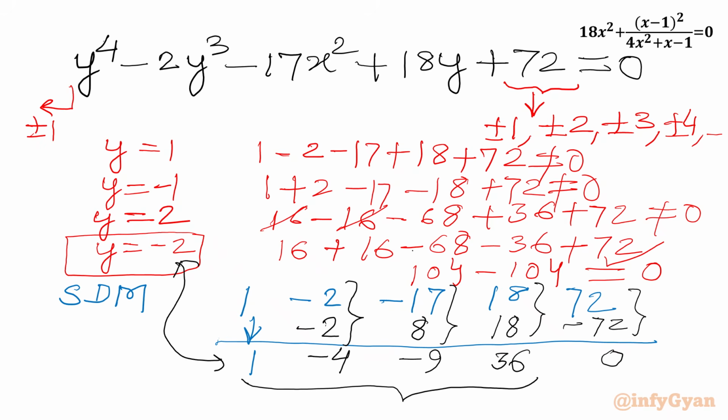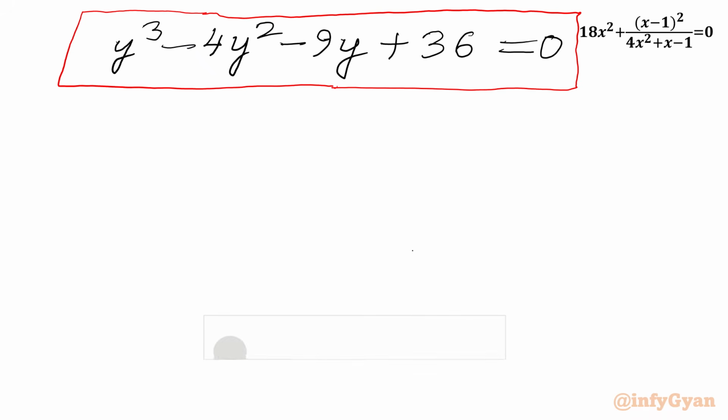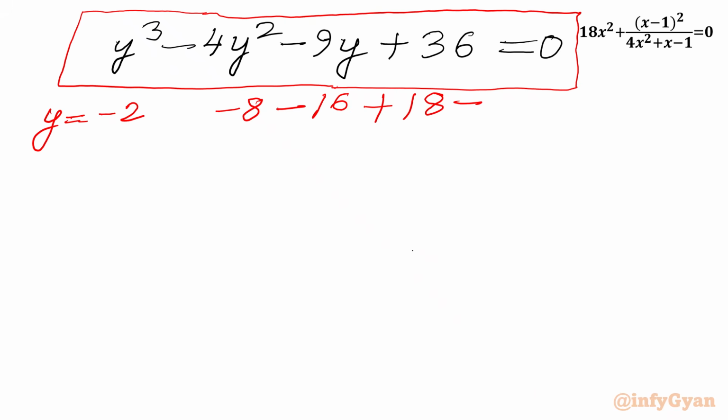So I can write the cubic equation over here. Here we have a cubic equation with coefficients 1, minus 4, minus 9 and 36. Now we will check our equation at y equal to minus 2 once again. So minus 2 whole cube would be minus 8. Minus 4 times 4 is minus 16. Minus 9 times minus 2 is plus 18. And then we'll write plus 36. And this is not producing 0. So y equal to minus 2 won't satisfy.